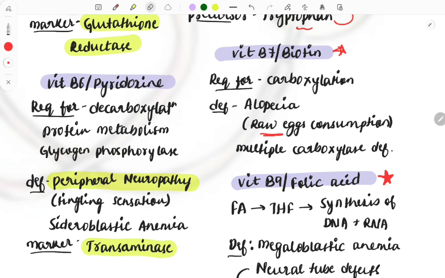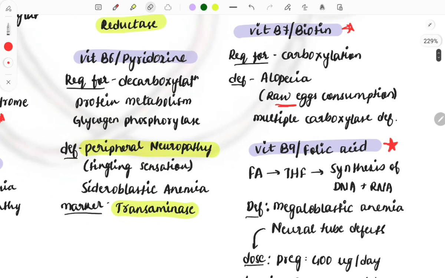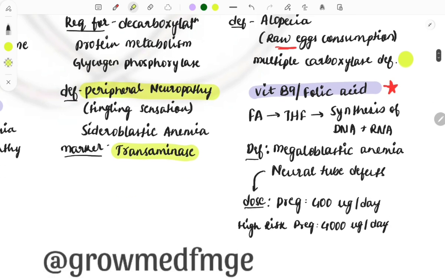Okay, then it also causes multiple carboxylase deficiency, because it is required for the carboxylation. So whenever there is a deficiency of this biotin, multiple carboxylase deficiency can also occur.